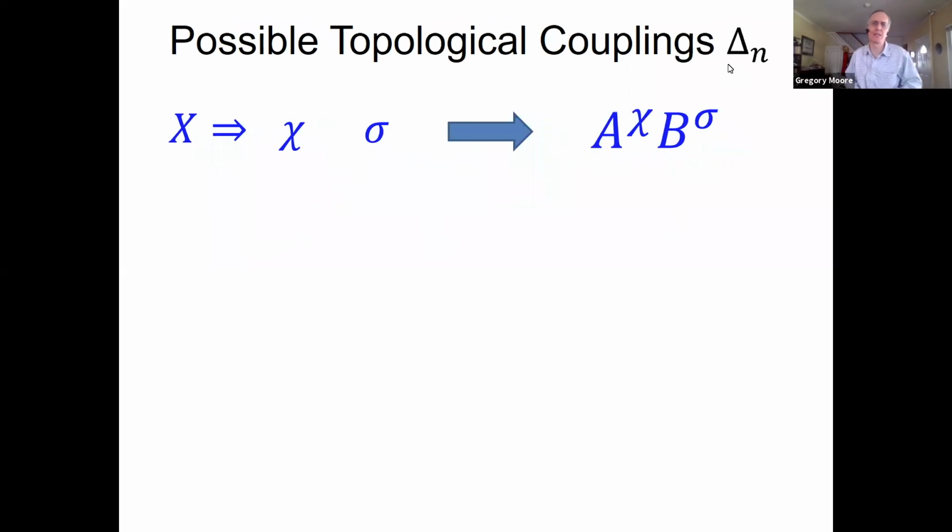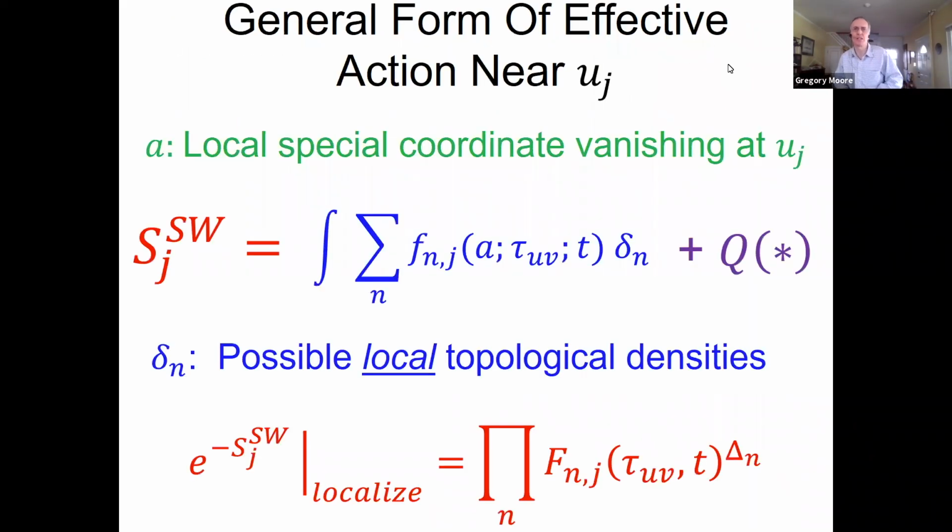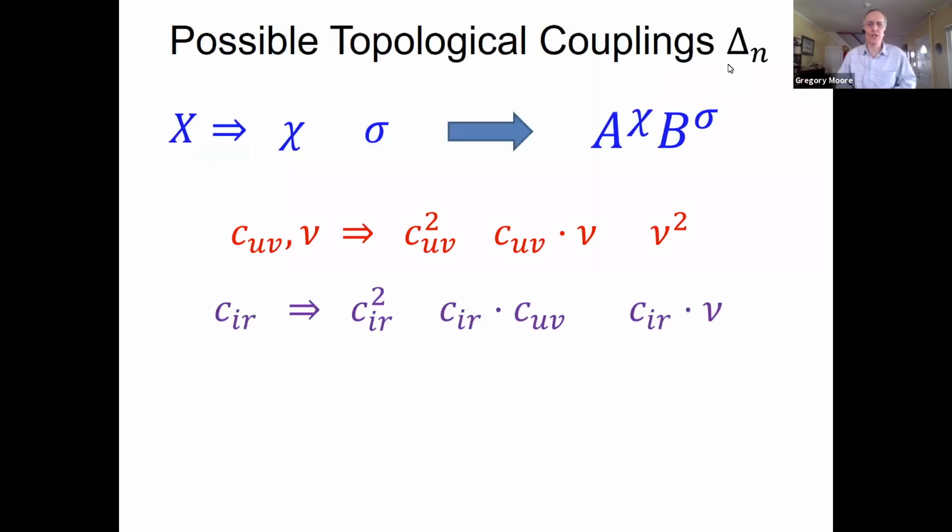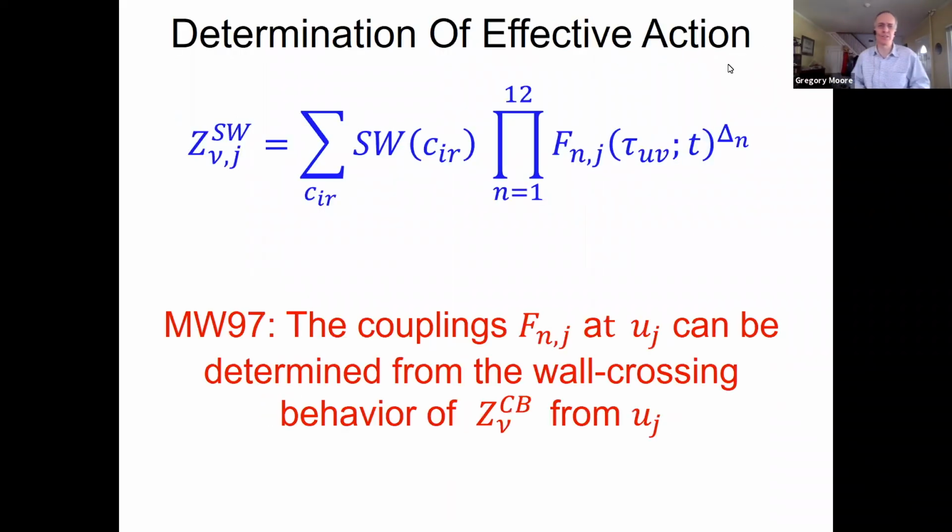How do you get these couplings in the low energy effective action, these little FNJs? Well, there's a trick, I think an underappreciated trick, that Edward and I used in our paper from 1997, where you can get these couplings by using the wall crossing behavior of the Coulomb branch integral at UJ.